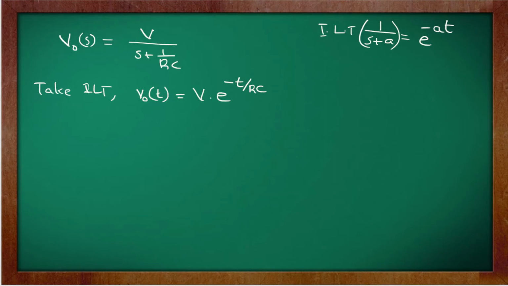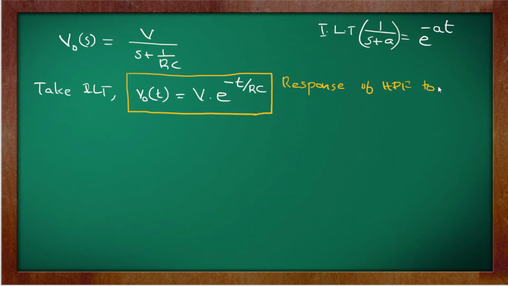So this is very, very important. This is the response V naught that I get if I apply a step input. This is the response of the high pass filter to a step input. If I apply a step input, this is what I am getting at the output.